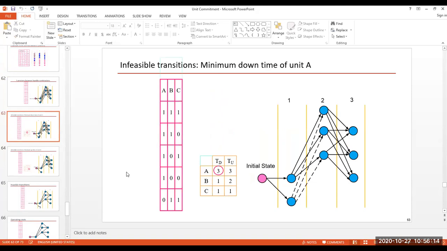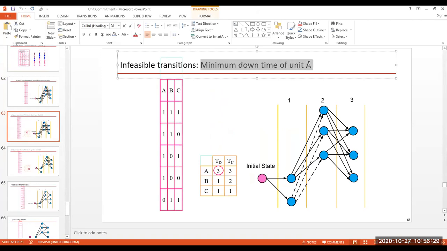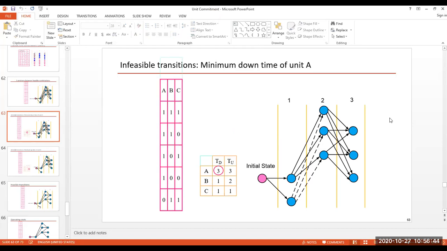So in slide 64, in this slide, we will try to find out which are the infeasible transitions. What is the condition? The condition is that the transitions which do not satisfy the minimum downtime of a certain unit, either unit A, B, or C, those transitions will become infeasible, or invalid. We can't progress in that direction between any two consecutive hours. So let's start from hour 1 to hour 2. Can we progress? Let's see, can we progress?